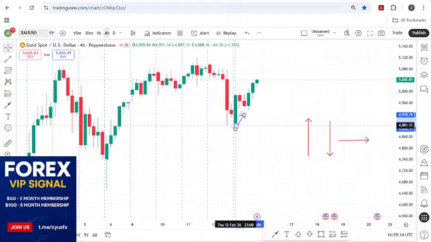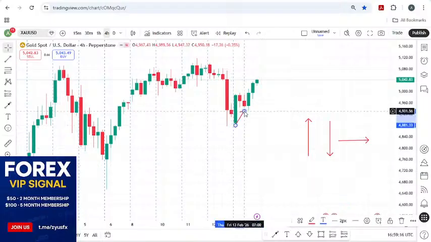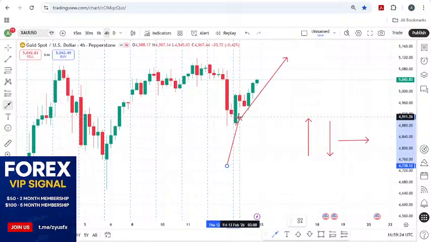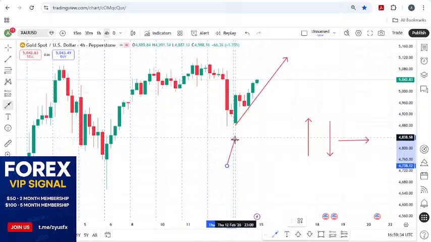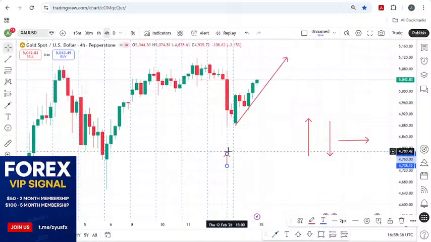Let's plot out our trend line so that you guys will understand. Once price comes close, price rallies up. I can see the structure that is forming: higher high, higher low, higher high. We expect a new higher low to be formed. So the overall trend is up on gold. We are only looking for buys.